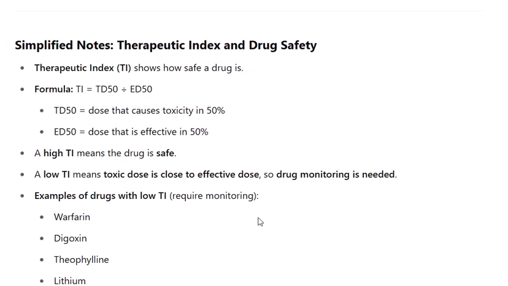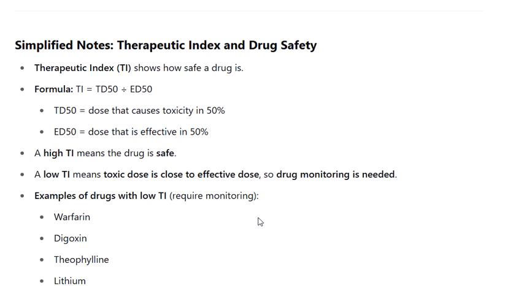Simplified notes. Therapeutic Index and drug safety. Therapeutic Index, TI, shows how safe a drug is. Formula: TI equals TD50 over ED50. TD50 equals the dose that causes toxicity in 50%. ED50 is the dose that is effective in 50%. A high TI means the drug is safe.